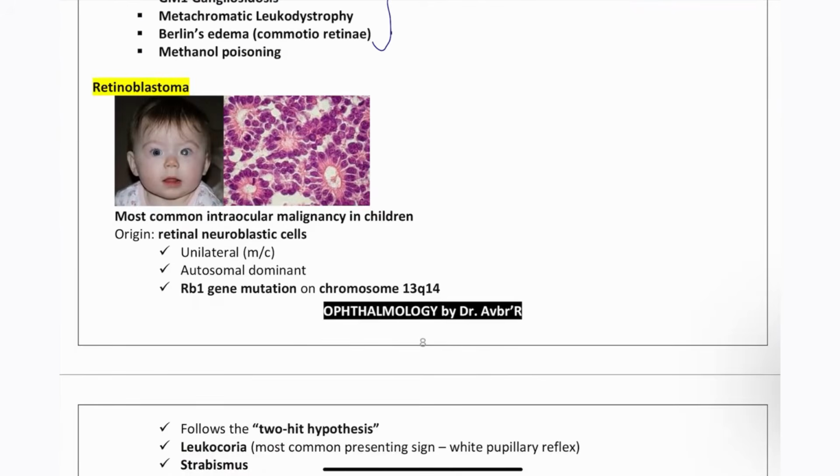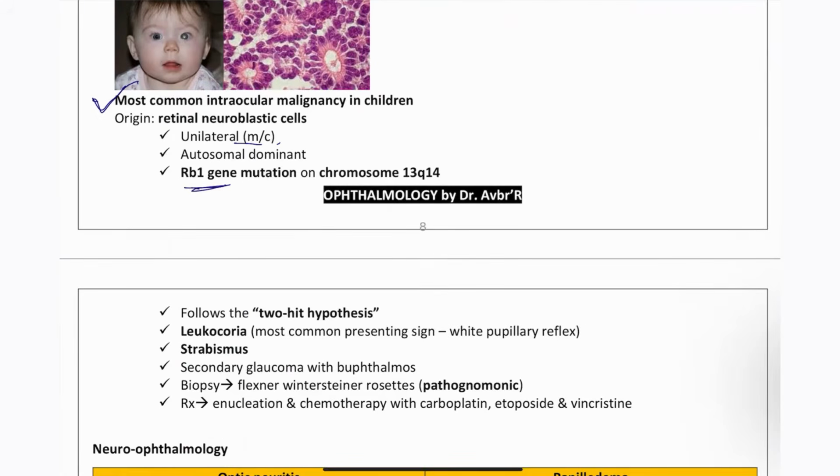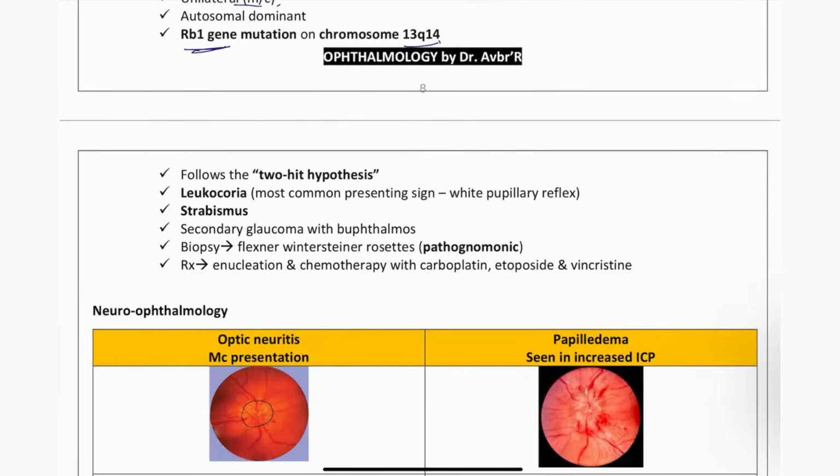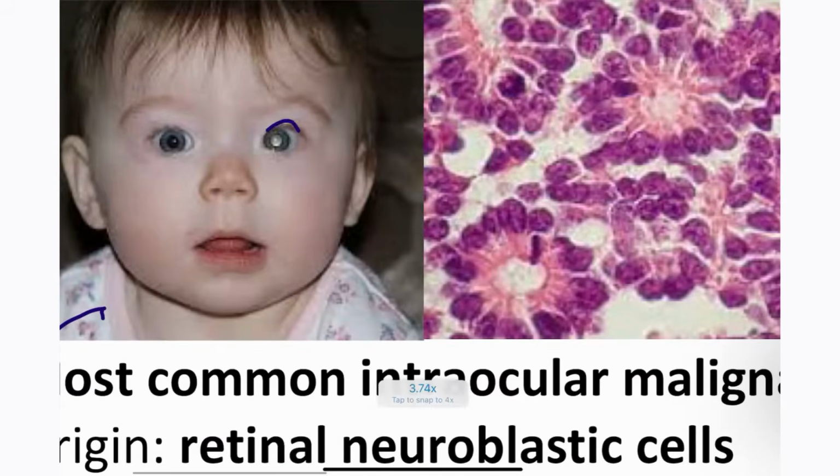Next, moving on to retinoblastoma, the most common intraocular malignancy in children, arising from the retinal neuroblastic cells. Okay, the origin is unilateral, with cat's eye reflex. This is due to RB1 gene mutation on the 13th chromosome, short arm. Next, it follows the two-hit hypothesis. Like a sporadic case, if the first generation is involved, the second will be skipped. Again, in the third generation, it is going to hit. So here, cat eye reflex or the white pupillary reflex, leukocoria, is the common symptom in this patient also. This is the cat eye reflex you are going to see.